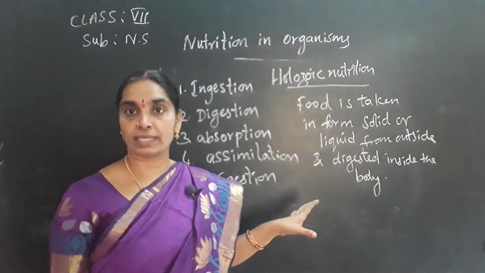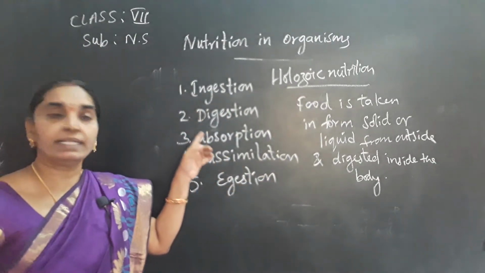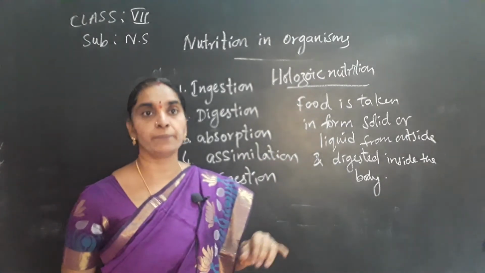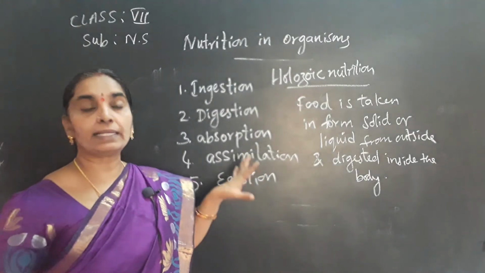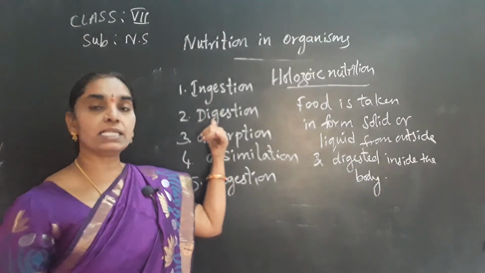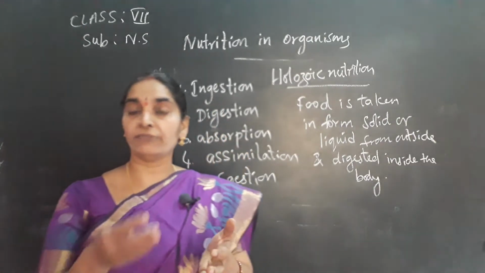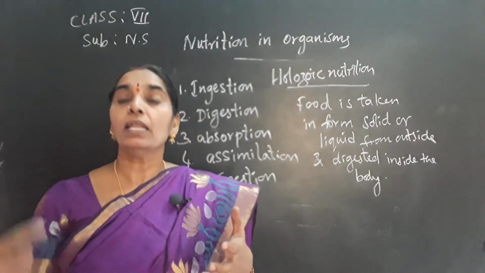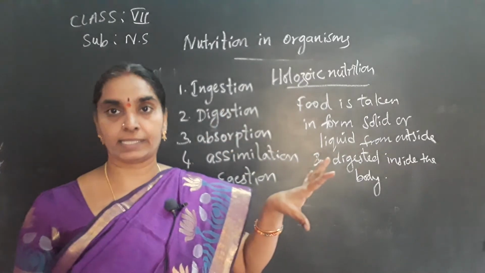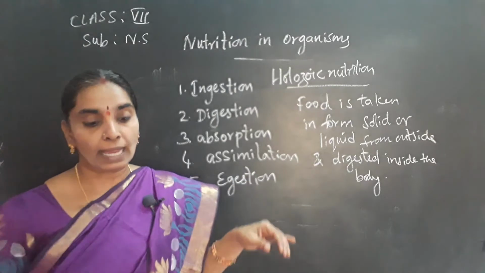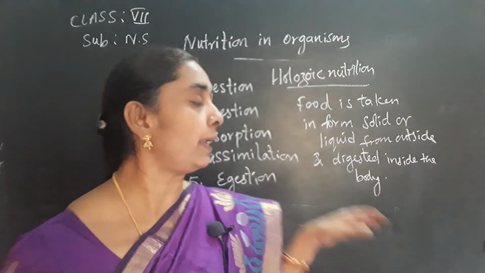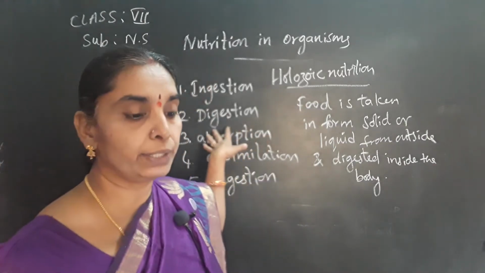It undergoes these five steps. They are ingestion, digestion, absorption, assimilation, and egestion. Is it clear? So, this is about the steps involved in Holozoic nutrition. Ingestion means intake of food. Digestion is the conversion of food macromolecules, that is, larger molecules of food, into smaller molecules or simple substances. Next, absorption. Absorption is the transfer of the food into the blood or into the body.